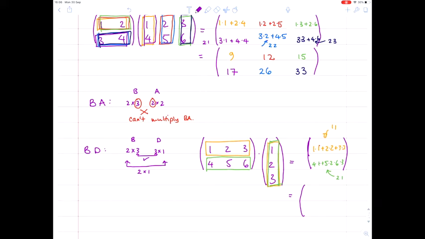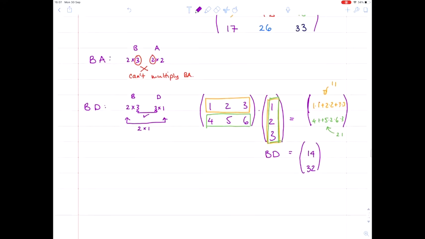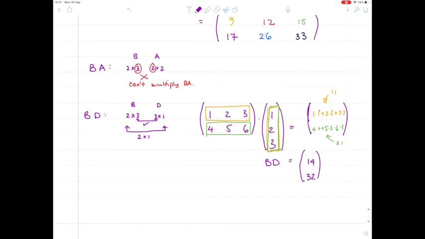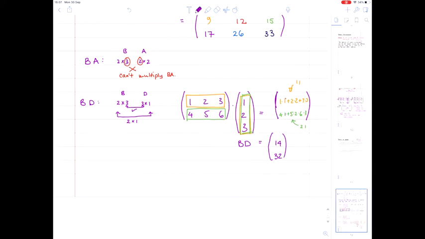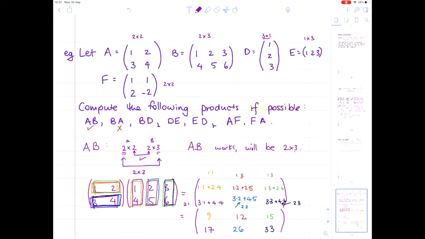What have we got? We've got 14 and 32. So B times D gives us a 2 by 1 matrix. Let's keep going. So we've done B times D.